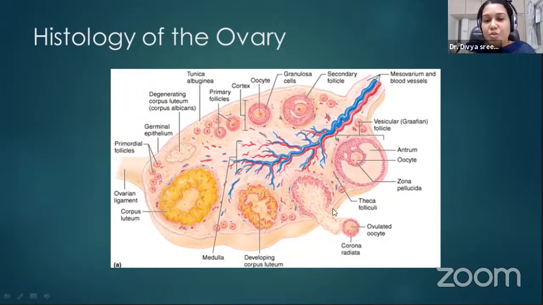And follicular cysts usually disappear even without treatment. After 3 months, it usually disappears. And luteal cysts are also commonly seen in patients.